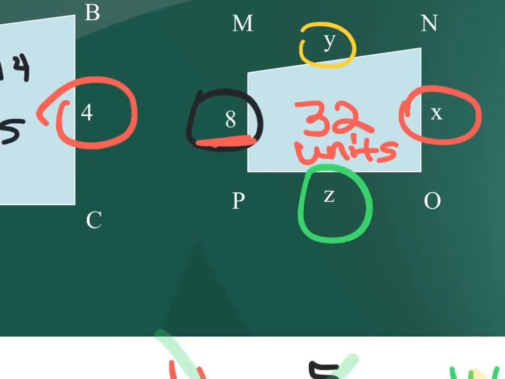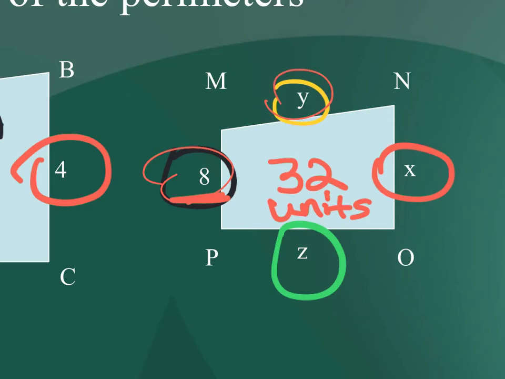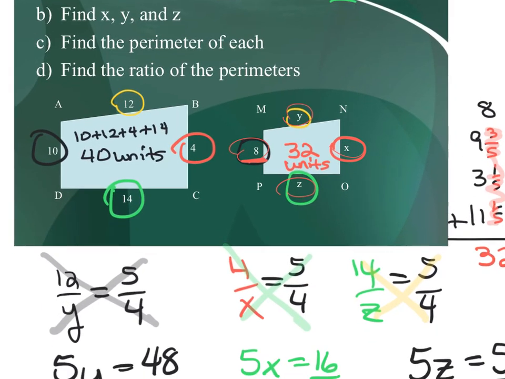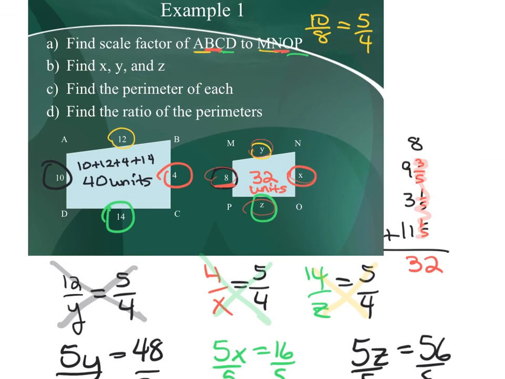Right here. So I added all of these up. Okay, then the next part, part D, says to find the ratio of the perimeters. So the perimeter of my larger quadrilateral there is 40. The smaller one is 32. This will simplify to 5 to 4.